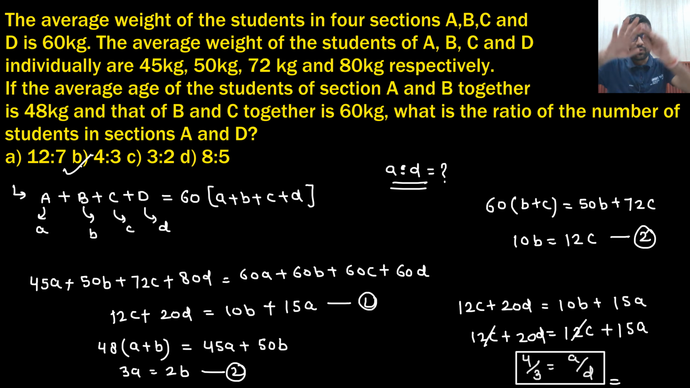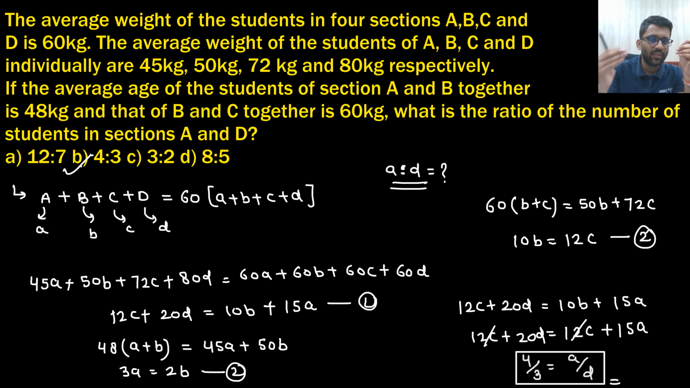Look, the whole concept of average that we have studied has been used in this particular problem. I hope you are comfortable with this now. The total average was given for ABCD. That would be 60 into A plus B plus C plus D. Then the individual class averages were also given: 45, 50, 72, 80. Then you could find the weight of each individual class as well, so that we can equate and get equation 1.